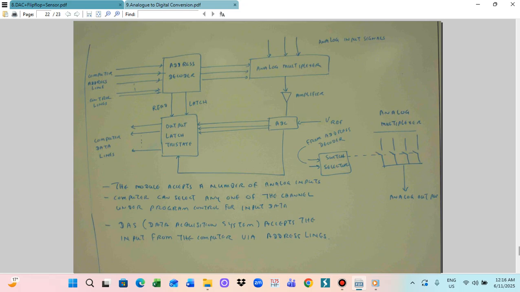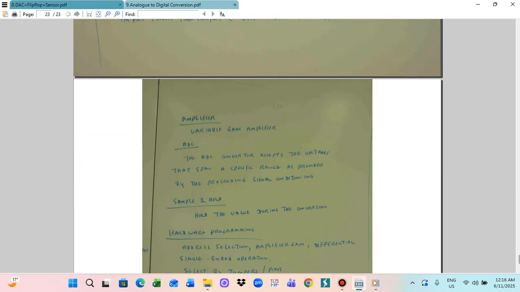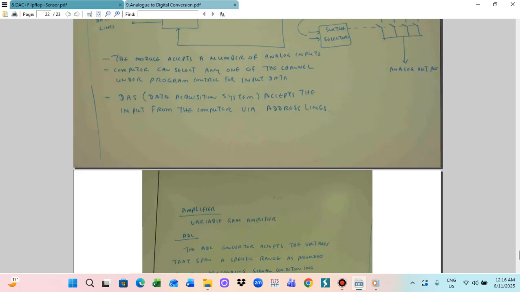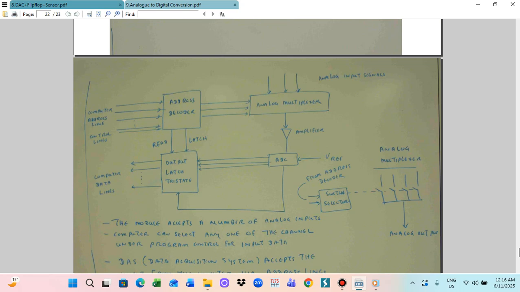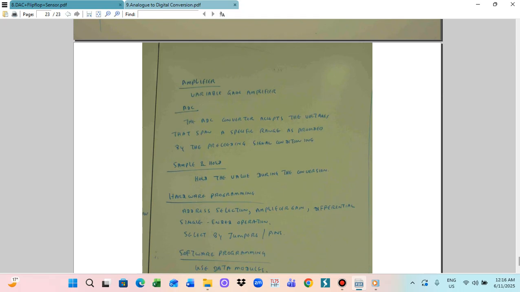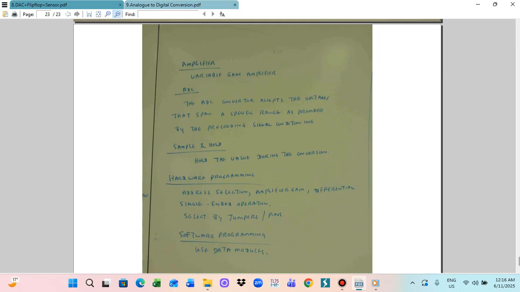The data acquisition system accesses the input from the computer via the address line. The module accesses a number of analog inputs. The computer selects any one of the channels under program control for the input data. So this is how the data acquisition system is used for the process control system. In this data acquisition system we use the analog multiplexer.